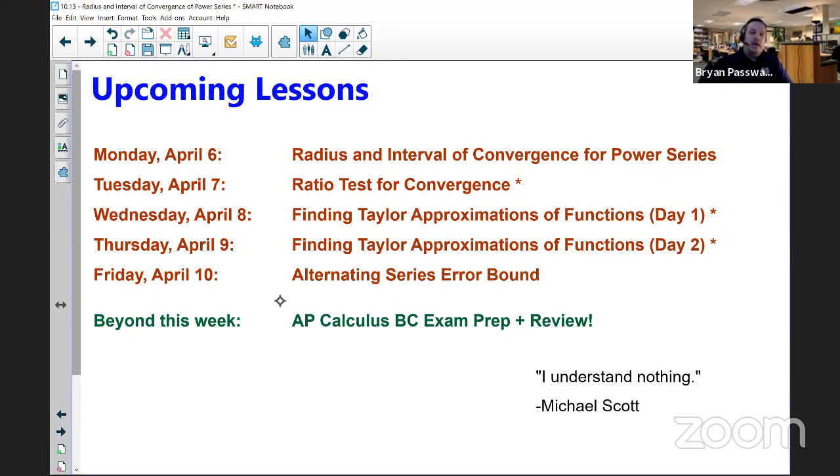And then Friday, we'll end up our Unit 10 discussion with alternating series error bound. And that's the title of the topic, but we're also going to be tying in, once again, all these ideas that are tested into some good comprehensive review questions for the AP exam. And then starting next week, beyond this week, we're going to be doing some AP calculus exam prep and review.